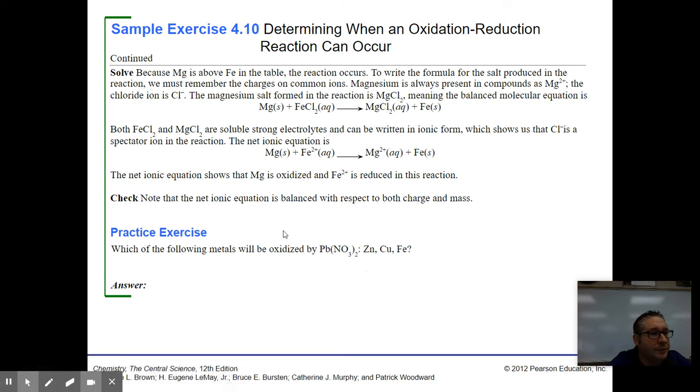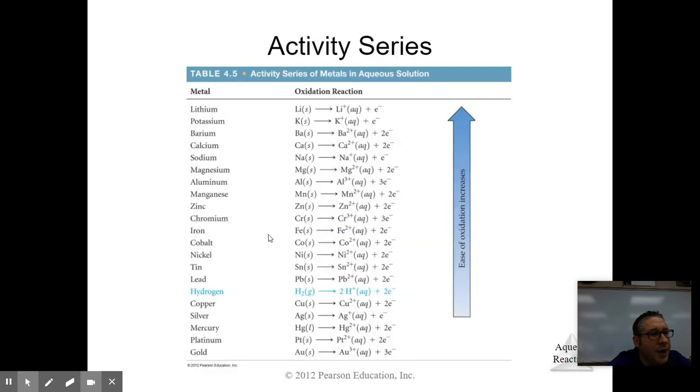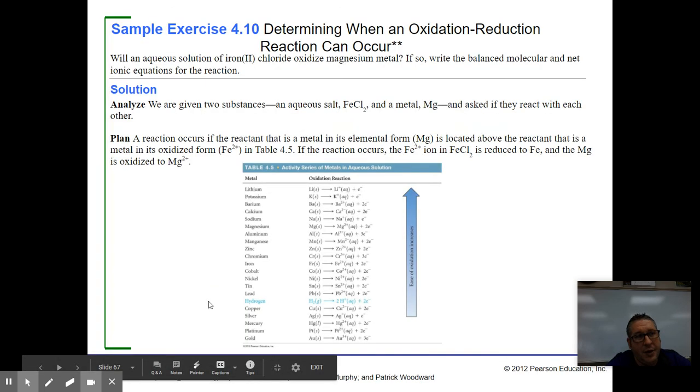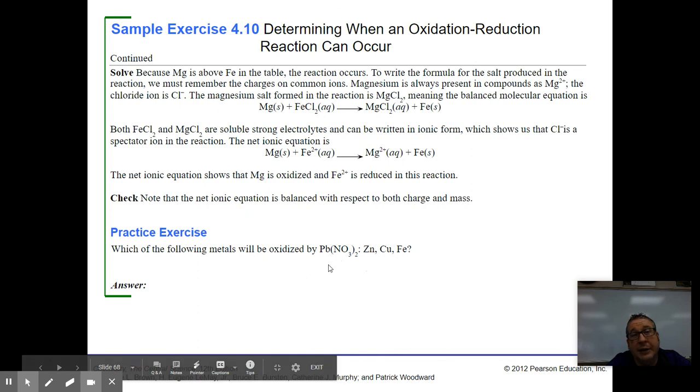Copper. Okay, got to find copper. Copper is right here where my arrow is. Lead is here. So copper is actually below lead. Since copper, the standalone metal, is below lead ion, there will be no reaction. So copper will not be oxidized by lead 2 nitrate.